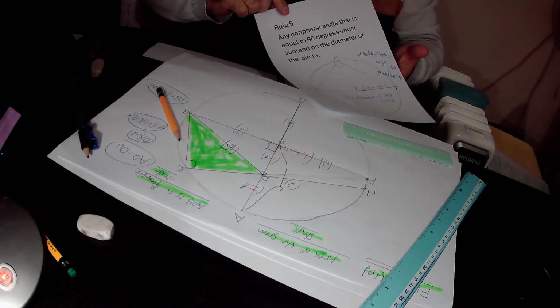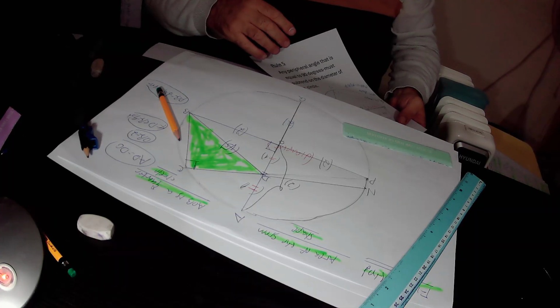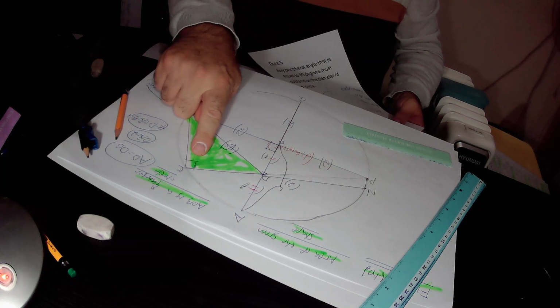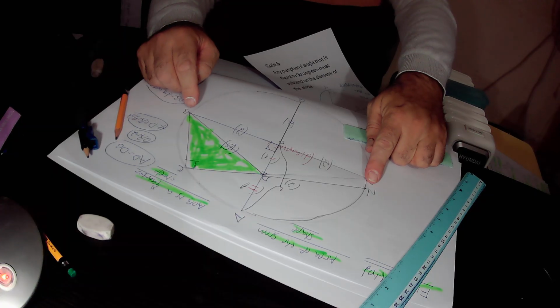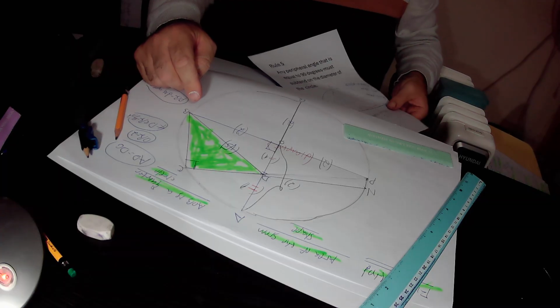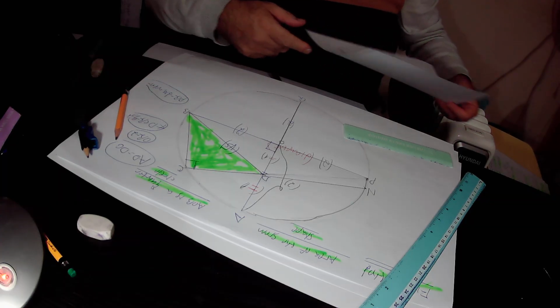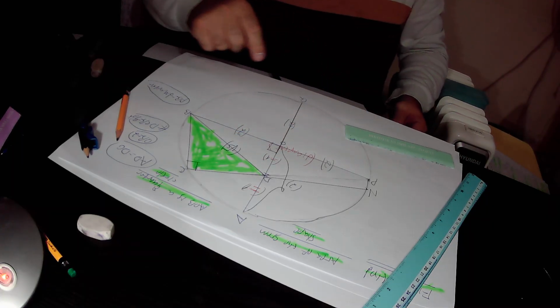So according to rule 5, any peripheral angle that is equal to 90 degrees inside must subtend on the diameter of the circle. We have here triangle BCN that is equal to 90 degrees inside, and it doesn't subtend on the diameter of the circle because BN is definitely not the diameter of the circle. So due to the contradiction to rule 5, we will conclude that the extended side CD cannot touch the circle at point N.